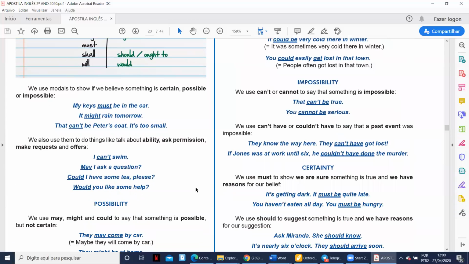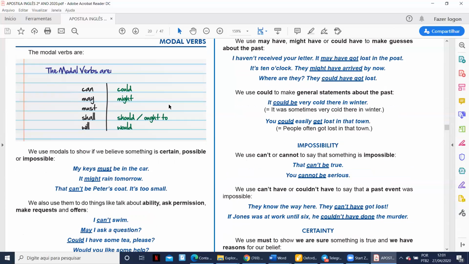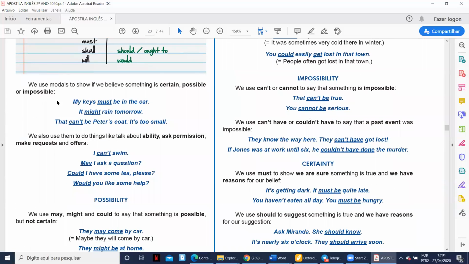And we use modals to show if we believe something is certain, possible, or impossible, yeah? Example, when I say, my keys must be in the car, well, I'm not sure they are, but I think they are in the car. Yeah, I'm almost 100% sure because I saw my keys in the car. That was the last time I saw them. So I say, oh, my keys must be there. Yeah.